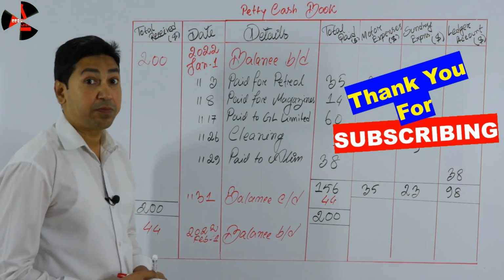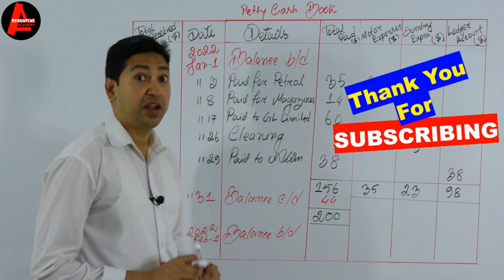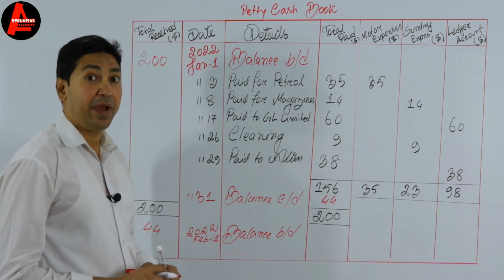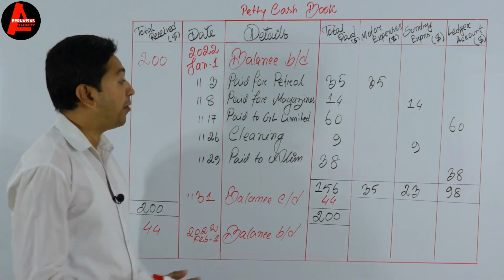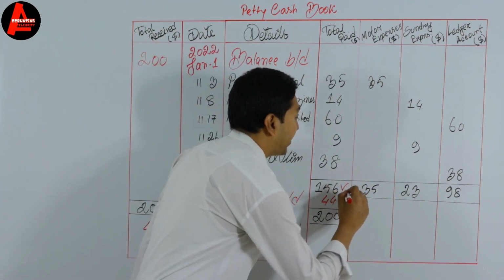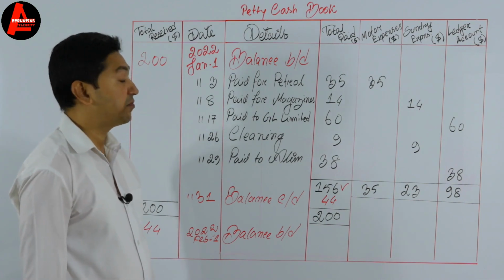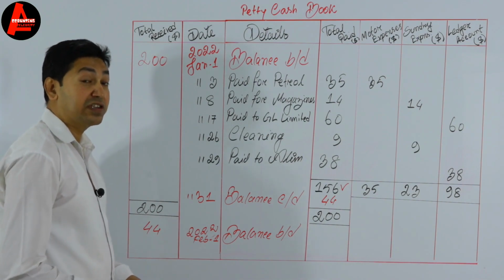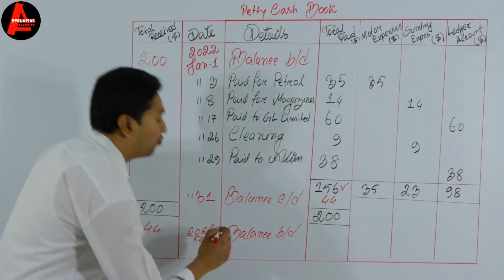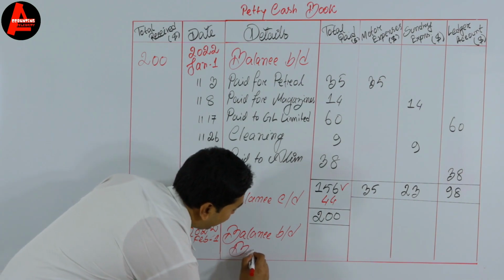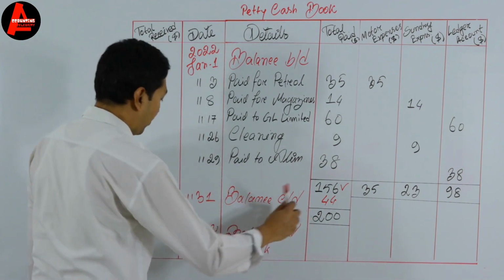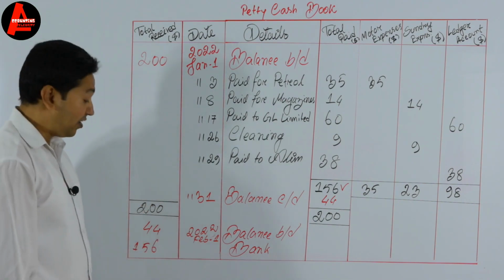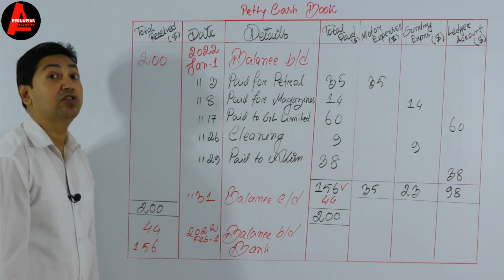So it is the imprest system of petty cash book. That means Nazmin, the owner of the business, will restore this amount from the bank account. Which amount? The amount which she already spent. Okay, it is $156. So let us write here. How does she restore this amount? She restores from the bank. So we will write here bank. So it will be here $156. So now you see 156 plus 44 equal to $200.